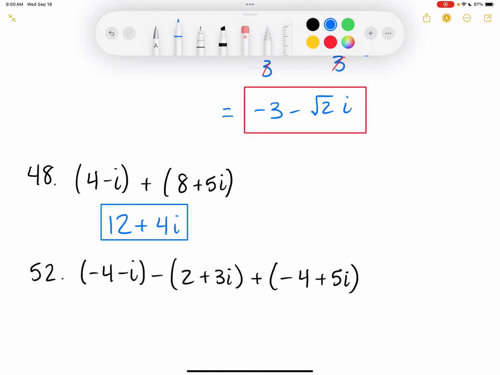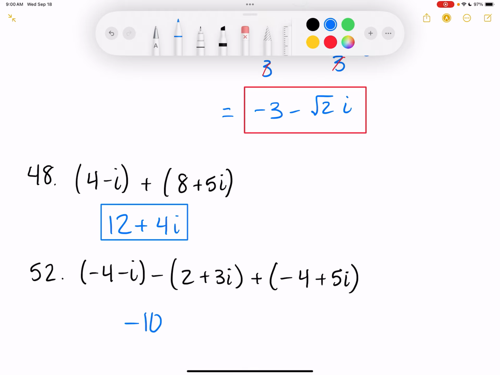Negative 4 minus 2 is negative 6, plus negative 4 is negative 10. So that's my real part. So basically, if you wanted to do it in steps, you could just write, combine these first two and then add the last piece and then just go and do it again. But you can just work across. Just make sure you pay attention to signs here.